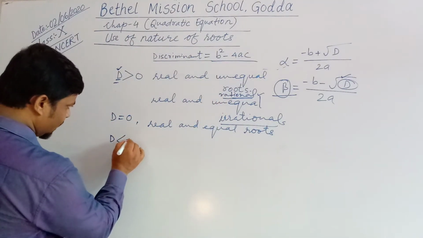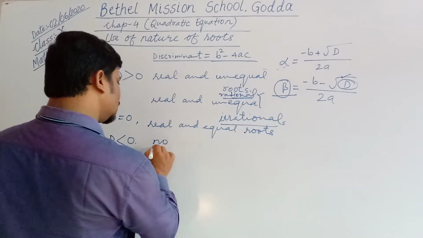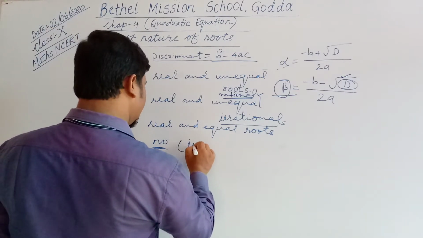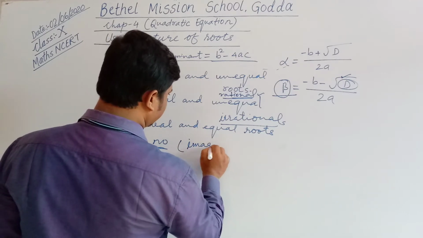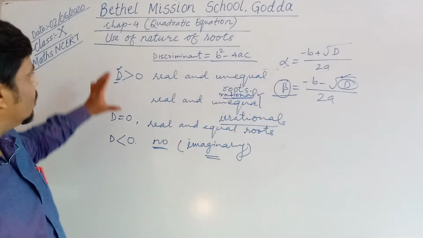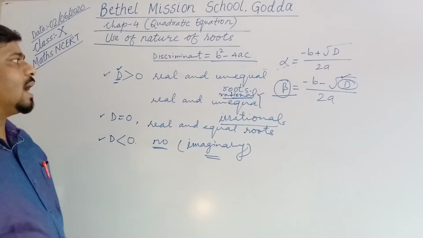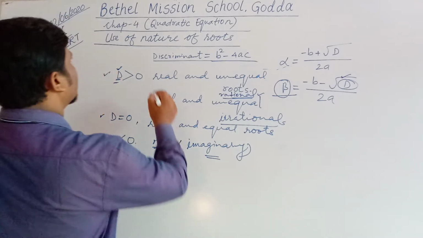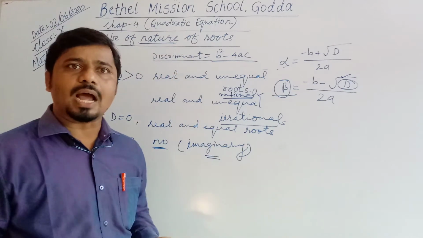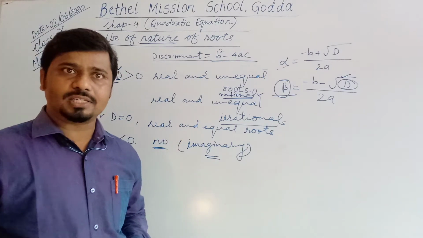When D is less than 0, there are no real roots, and we say the roots are imaginary. So these three are the nature of the roots. Nature of the roots means, in other words, types of the roots. So how will this be used? Let's see an example.